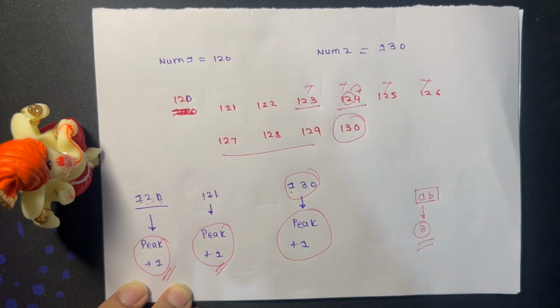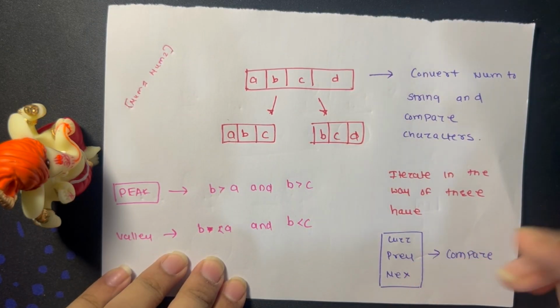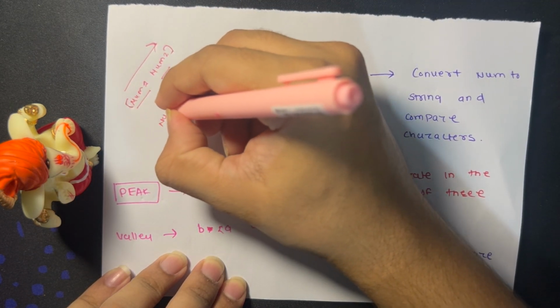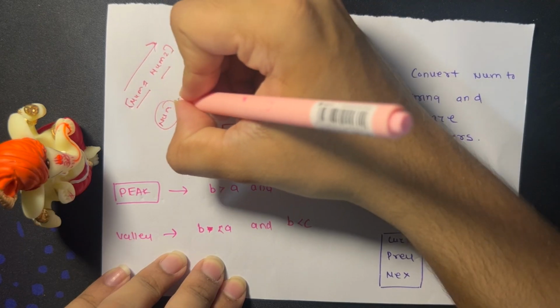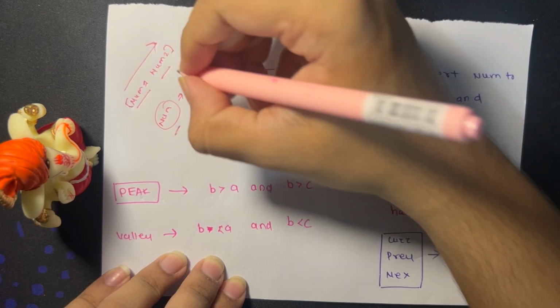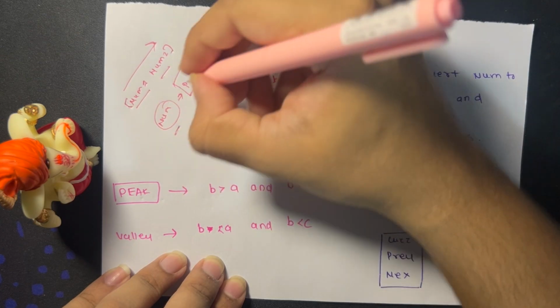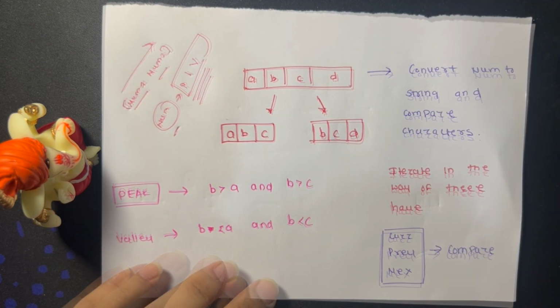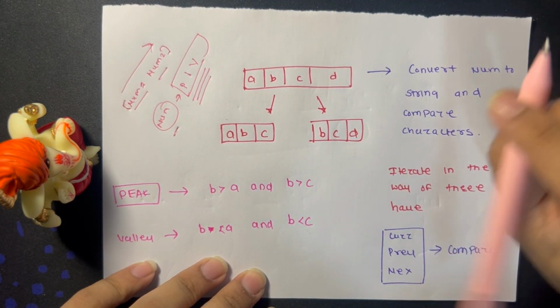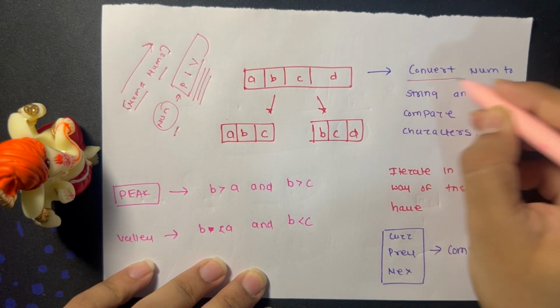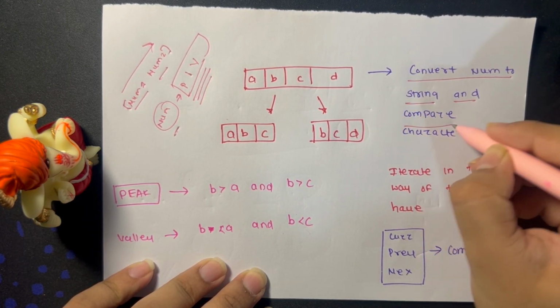Only 130 will contribute. So what we can do is iterate in the range of num1 and num2, and for every particular number we can check whether this number contributes as a peak or as a valley, and we'll have a final answer by adding the calculations. Whenever you are at a particular number, how to calculate the peak and valley? Convert the number to a string and compare its characters.